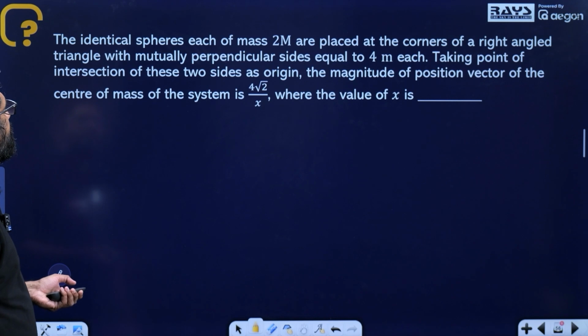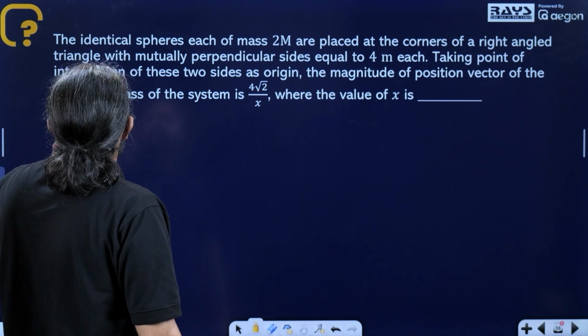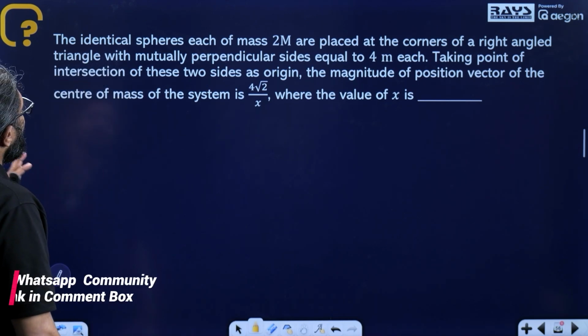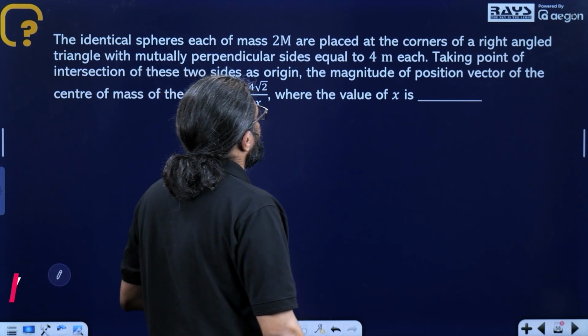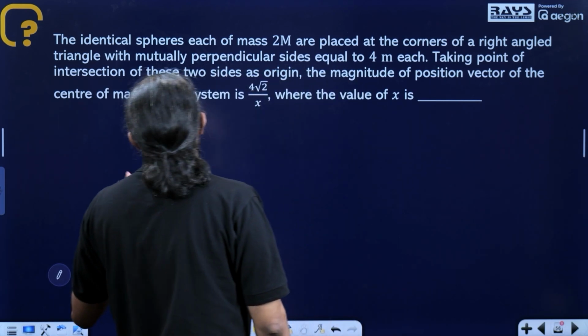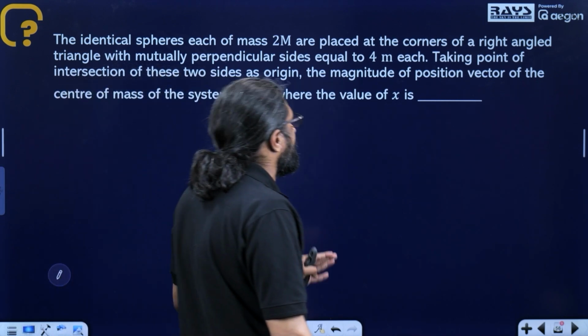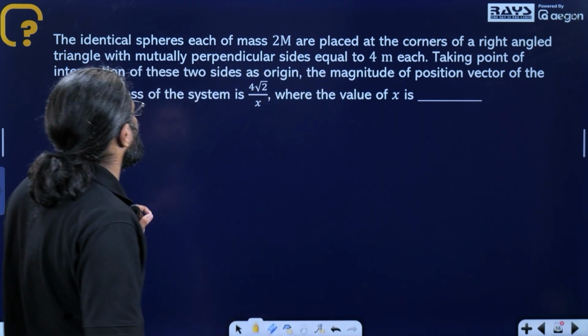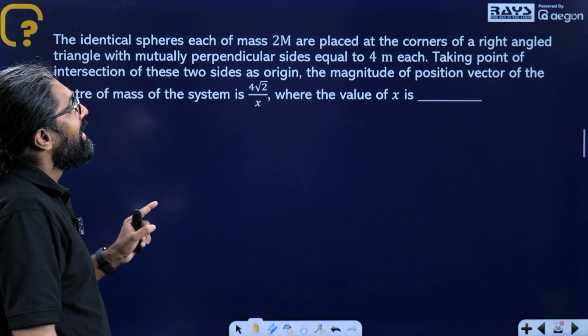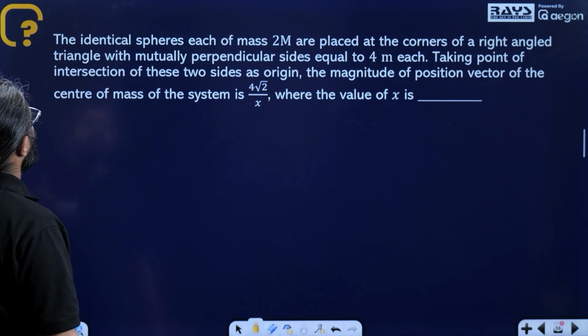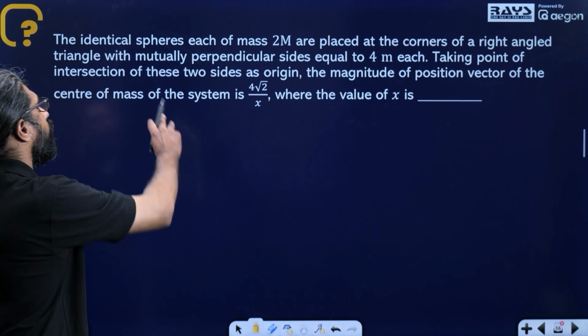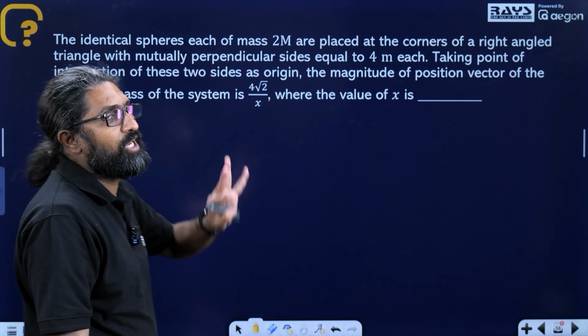Next, the identical spheres of mass 2m are placed at the corners of a right angled triangle with mutually perpendicular sides equal to 4 meters each. Taking the point of intersection of these two sides as the origin, the magnitude of the position vector of the center of mass of the system is 4 root 2 by x. What is the value of x?